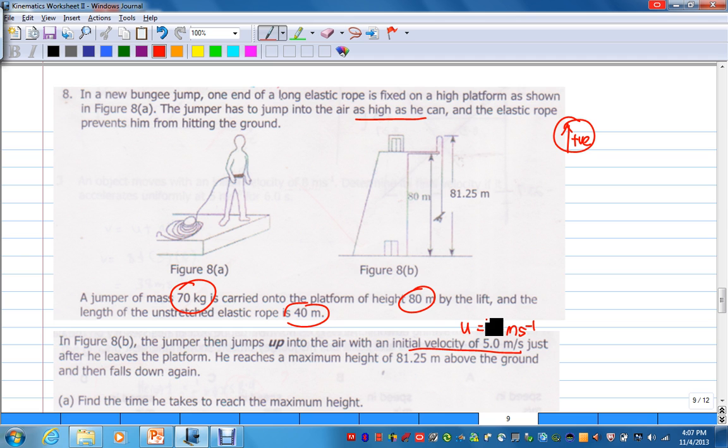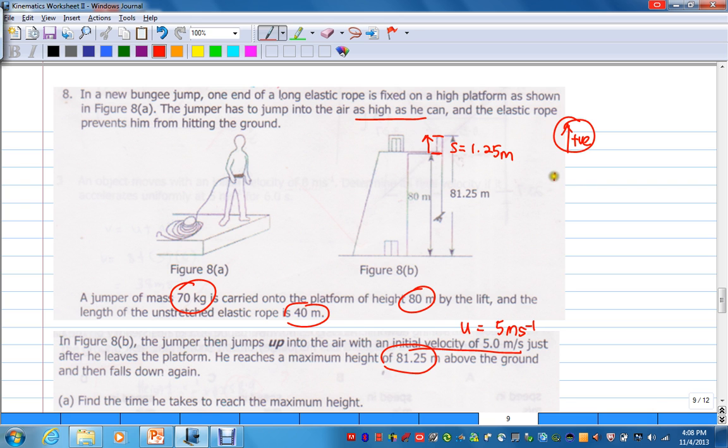He reaches a maximum height of 81.25. So from the platform to the maximum height, the jumper actually has to go up. And this distance here, right? You take 81.25 minus 80 and that will give you a distance s of 1.25 meters. This s will be positive because we're taking upward positive. Then you're asked to find the time he takes to reach the maximum height.